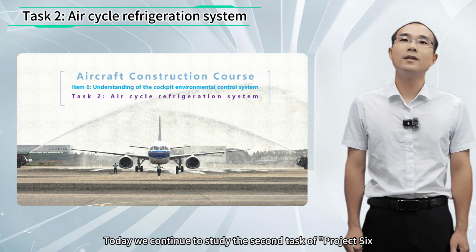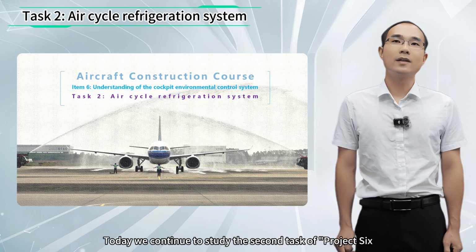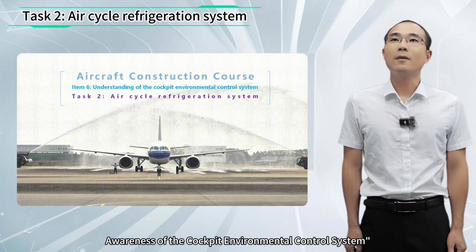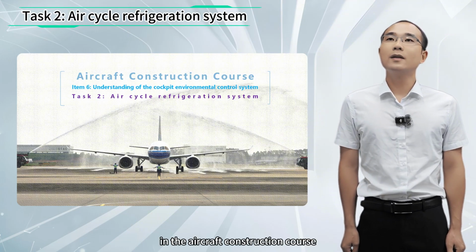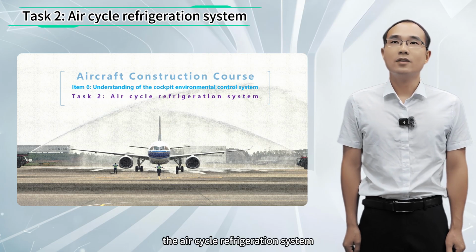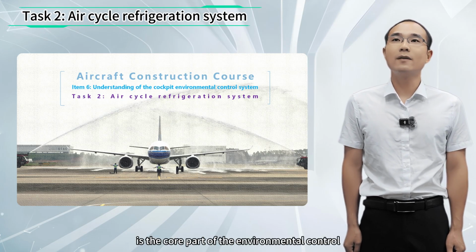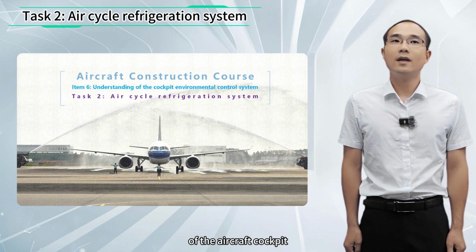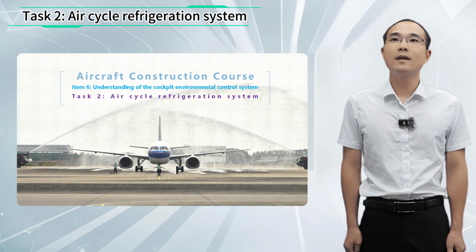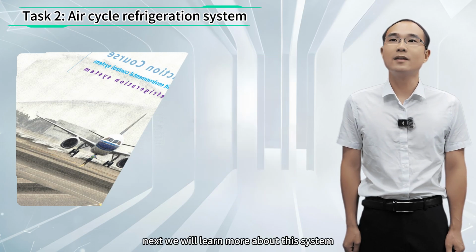Today we continue to study the second task of Project 6, Awareness of the Cockpit Environmental Control System in the Aircraft Construction course, the Air Cycle Refrigeration System. The air cycle refrigeration system is the core part of the environmental control of the aircraft cockpit and is widely used in modern jet aircraft. Next, we will learn more about this system.